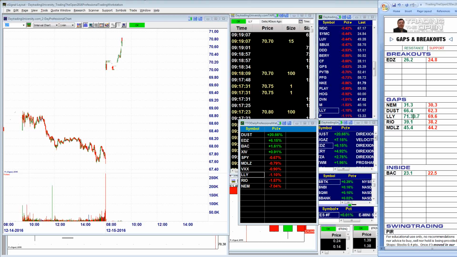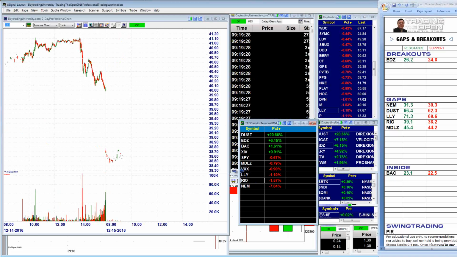Usually it's 30 cents as a buffer on that price point. So 71.30 for Eli Lilly for a continuation. On the gap downside, we've got Rio Tinto. It's gap down from 40 down to 38.5. So we'll see if Rio gets short under 38.20, which would be the preferred play. The counter trend pivot is if it gets over 39.10.